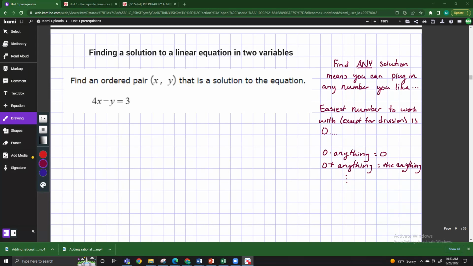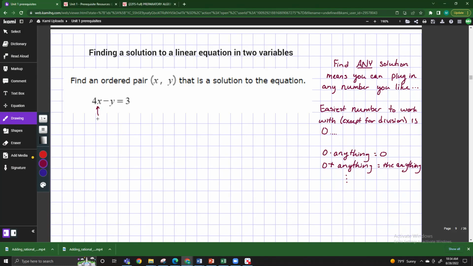Now, to make it even easier, if one of the letters has a coefficient, a number attached to it, and one doesn't, we want to put that 0 in the one where it's going to do the most work for us. So if we pick the letter that has the coefficient, be it either x or y, and plug in a 0 there, we're going to have a much easier problem to deal with.